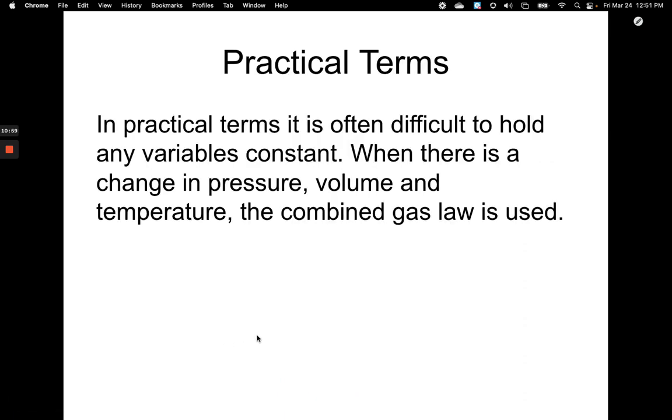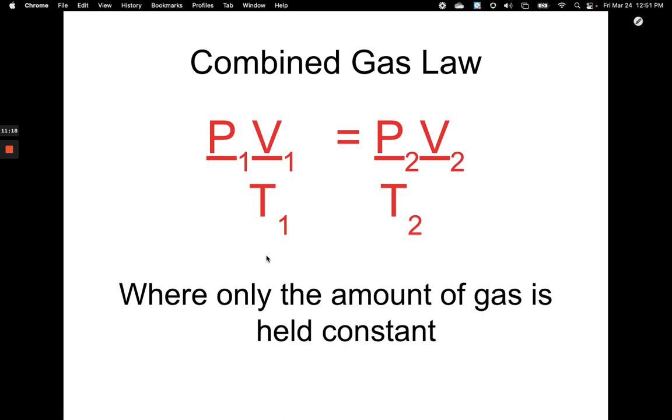Now, in practical terms, it's often difficult to hold any variables constant. And when there's a change in pressure, volume, and temperature, there's something called the combined gas law. Now, it does assume a constant amount, but think about a balloon ascending. It's going to have changes in pressure, volume, and temperature. So the combined gas law is like smooshing all the gas laws together. So P1V1 over T1 equals P2V2 over T2.